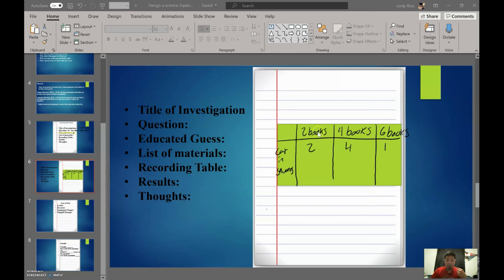So imagine when you had 2 books, it traveled 2 squares. You had 4 books, it traveled 4 squares. And then you had 6 books and it traveled 1 square. So you're gonna record that in your recording table section in your notebook.